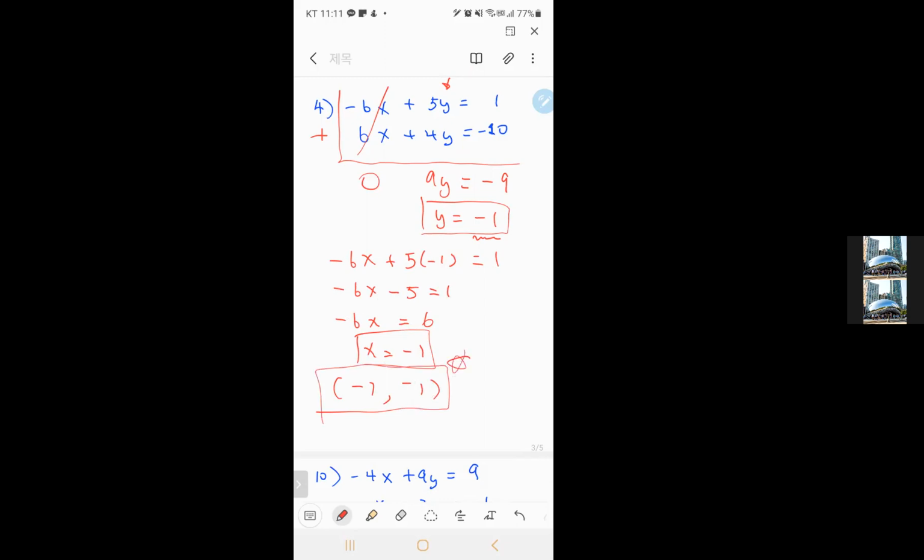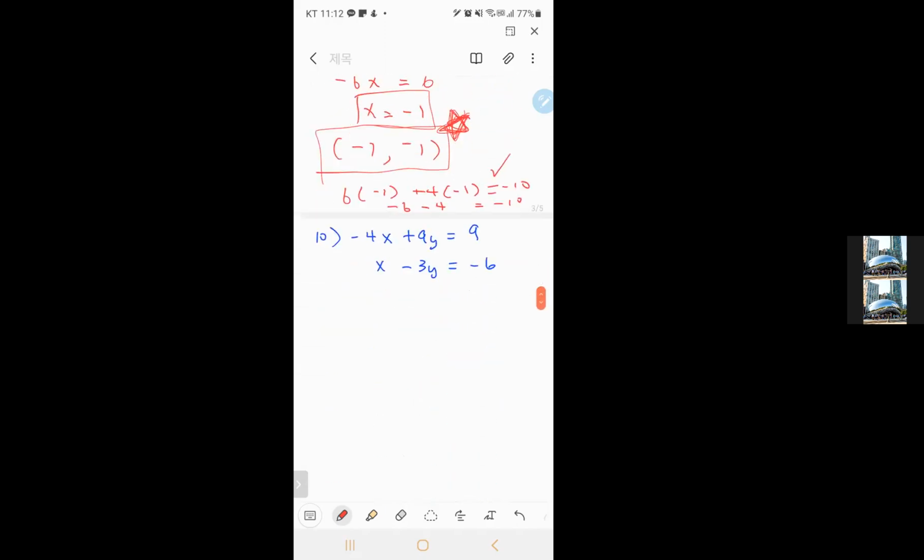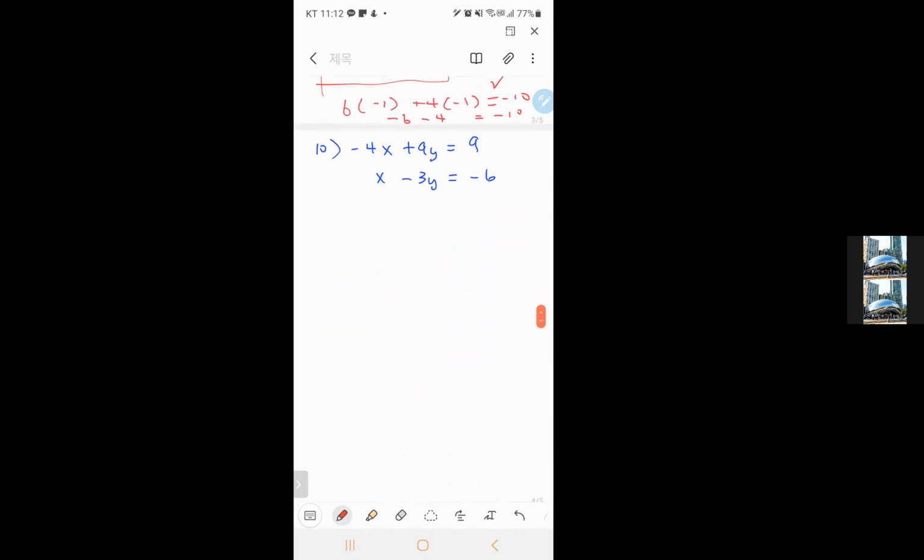You can always check your answer by plugging these numbers into x and y. So I'm going to do 6 times minus 1 plus 4 times minus 1 must equal minus 10. So minus 6 minus 4 is minus 10. So this holds true, so our solution is correct. Okay, another case.